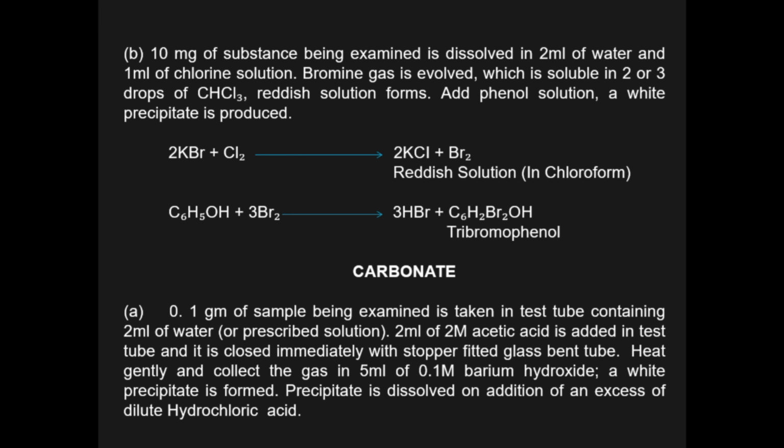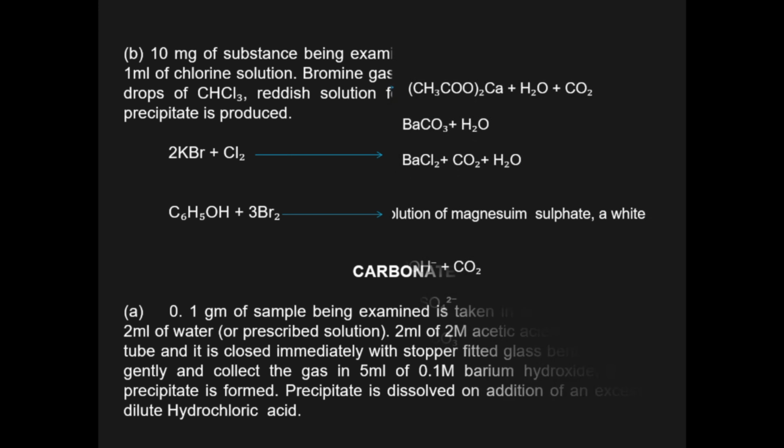So the next anion which we need to discuss is carbonate. The first method for identification of carbonate is as follows. 0.1 gram of the sample being examined is taken in a test tube containing 2 ml of water or prescribed solution. 2 ml of 2 molar acetic acid is added and the tube is closed immediately with a stopper fitted with a glass bend tube. Heat gently and collect the gas in 5 ml of 0.1 molar barium hydroxide. A white precipitate is formed. The precipitate is dissolved on addition of an excess of dilute hydrochloric acid.